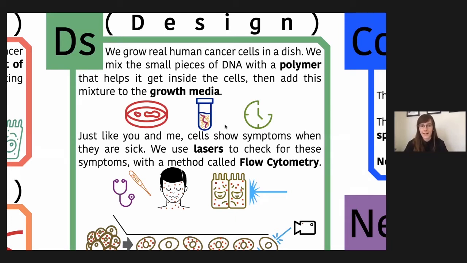So once we do this treatment, we just have to wait a little while, wait for the DNA to get in there, for the cells to eat that spaghetti mixture, and then wait to see if the cells are starting to get sick over time.